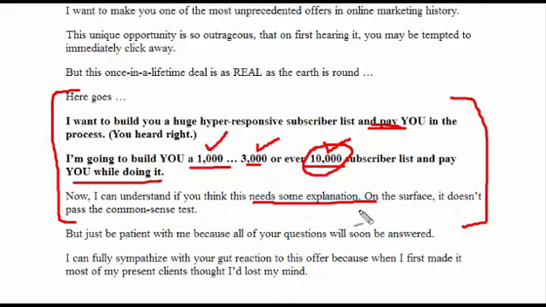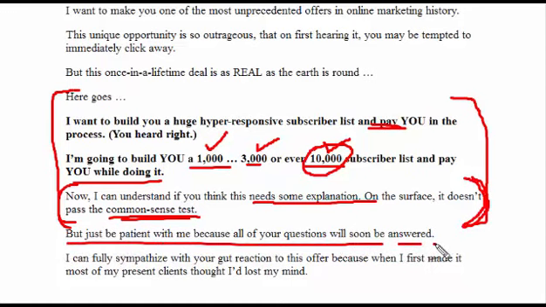Now, I can understand if you think that this needs some explanation. I'm reading their mind now. They say, oh yeah, of course I need an explanation. How are you going to build me this list and pay me? On the surface, it doesn't pass a common sense test. I'm agreeing with the person, saying I understand the kind of conflict going on in your mind right now. I realize that I'm making you this promise, but it's not believable. So I'm empathizing with the reader, to say I understand the conflict you're going through, and I know that you're thinking that doesn't make sense.